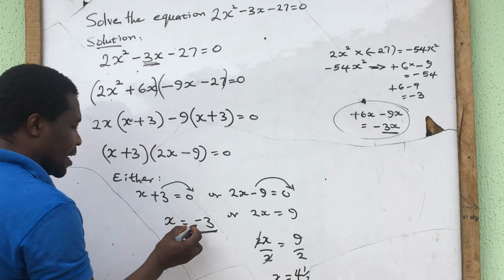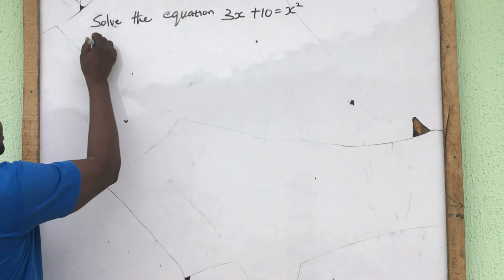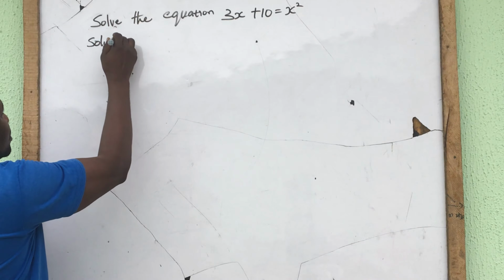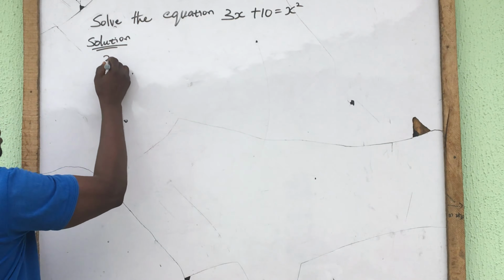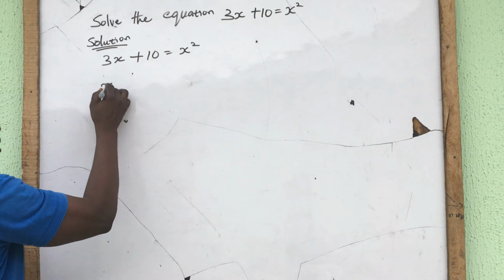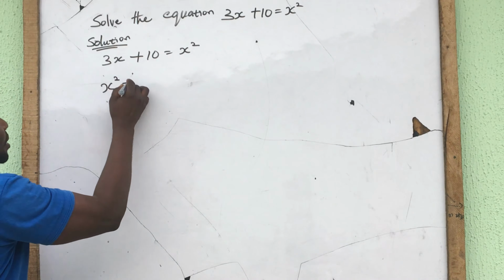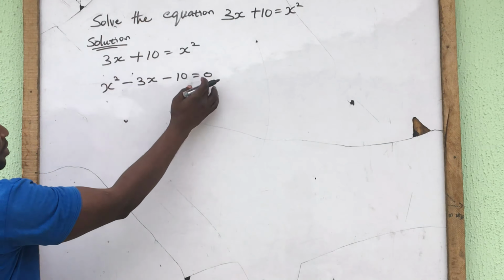Solve the equation 3x plus 10 equals x squared. So to solve this type of question, it's a quadratic equation as well. So 3x plus 10 equals x squared. Let's write this very well. So move all this to this side. So I can see x squared minus 3x minus 10 equal to 0. Moving all this to this side, so that remains 0 there.